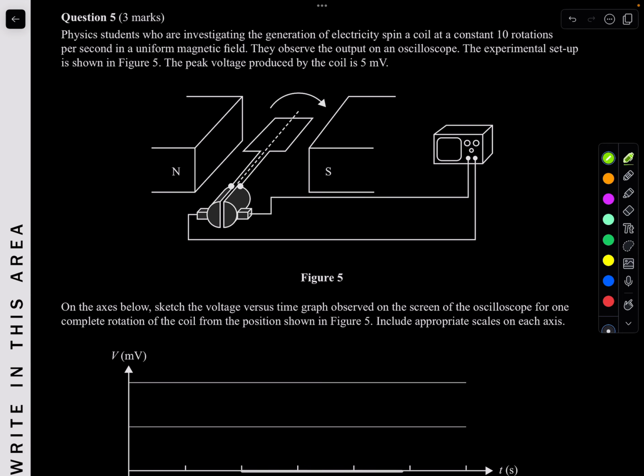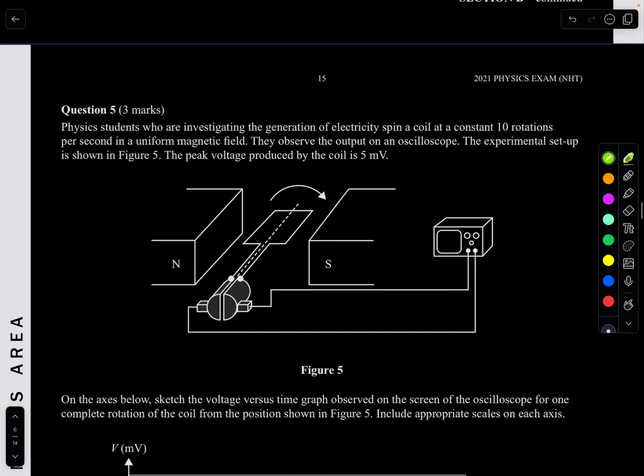Next question, question 5. Physics students who are investigating the generation of electricity spin a coil at a constant 10 rotations per second. So that's your frequency, yeah? It's rotations per second, so that's your frequency. In a uniform magnetic field, they observe the output on an oscilloscope. The experimental setup is shown in figure 5. The peak voltage produced is 5 millivolts.